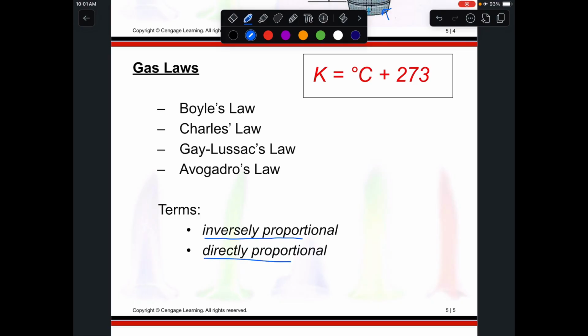Now, another equation that we're going to utilize for most of the problems here is Kelvin equals degrees Celsius plus 273. Sometimes you'll see 273.15. You can use either one. And this is because Kelvin is the unit that we need to use for every single gas law problem.